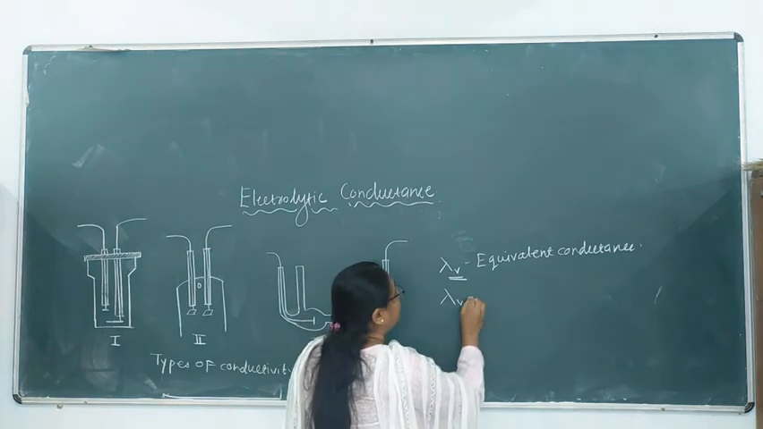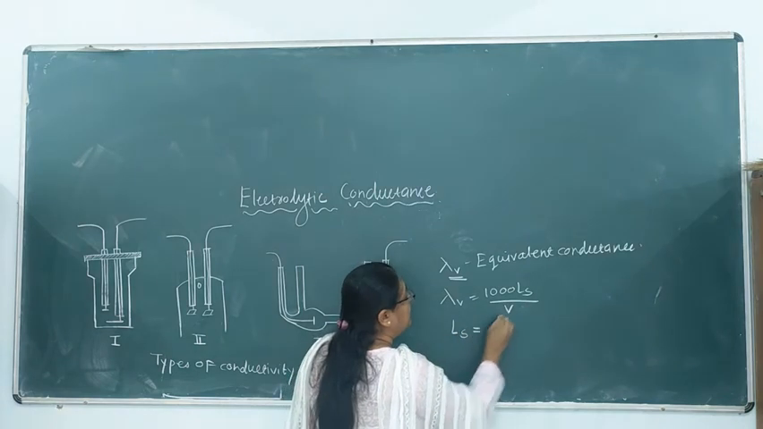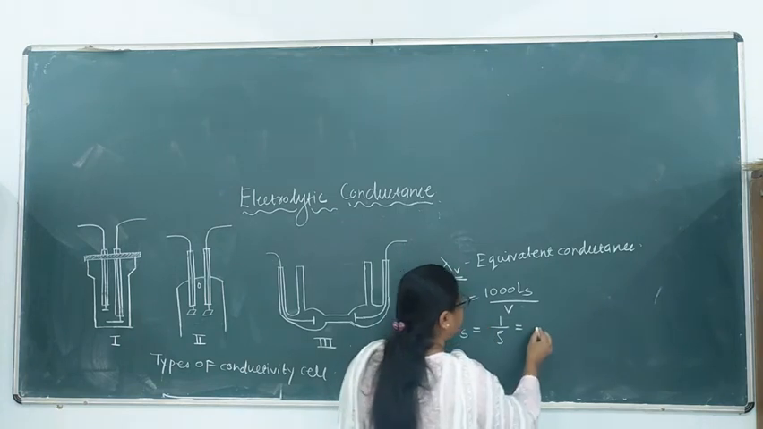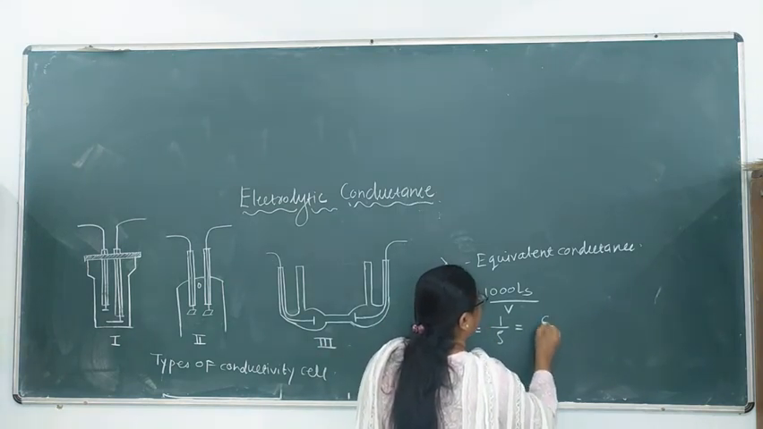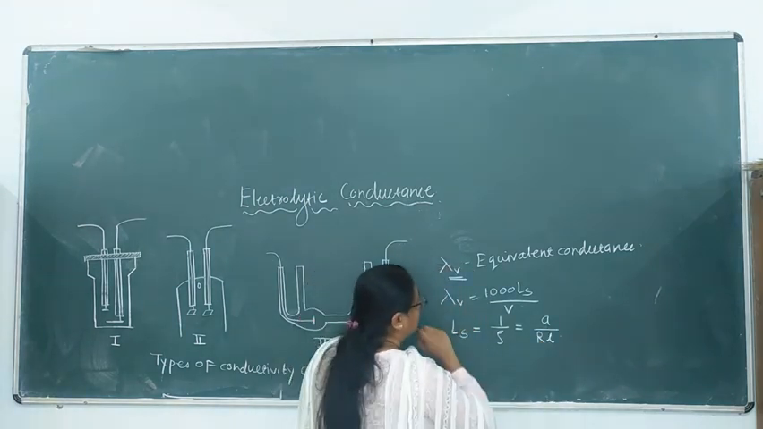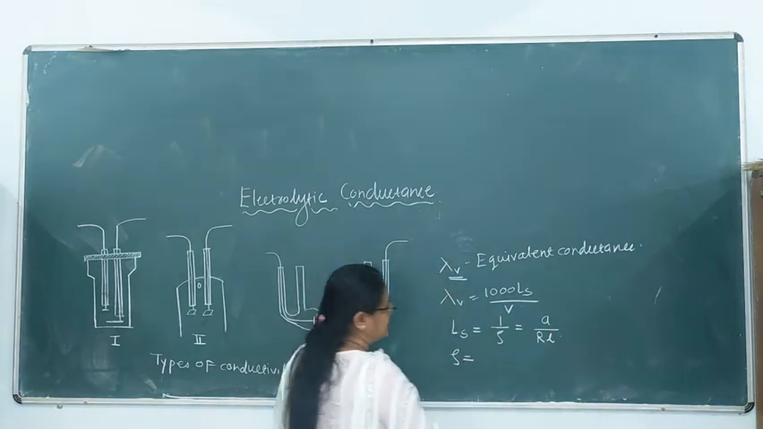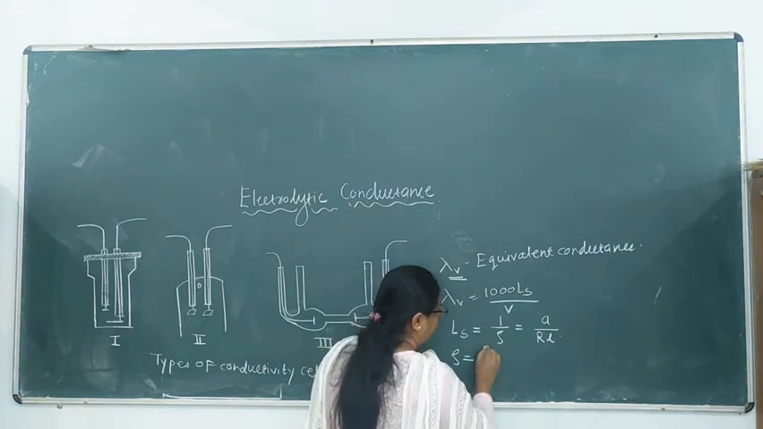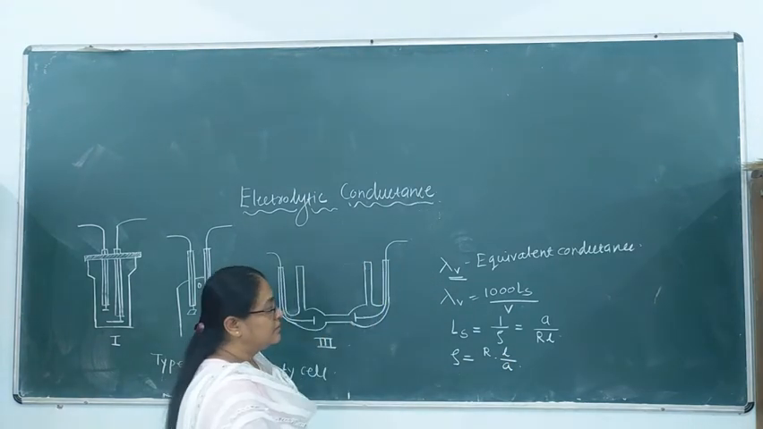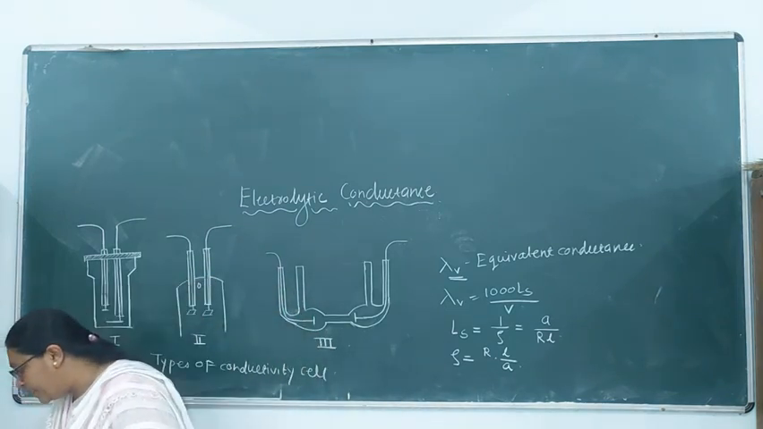We know that lambda V is equal to 1000 into Ns divided by Q. Ns is nothing but 1 upon rho, or we can say is equal to A into R divided by L. This is the formula. This is the conductance. The specific resistance is equal to R into L divided by A. So these are the formulas that we use.